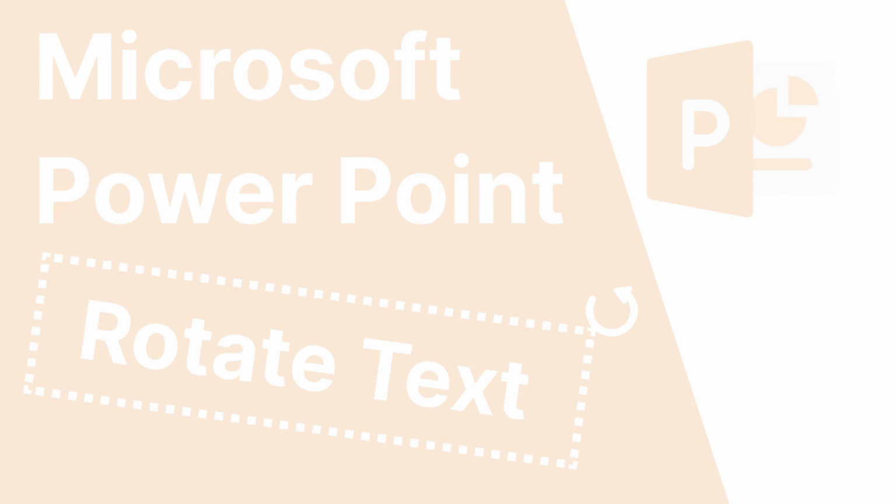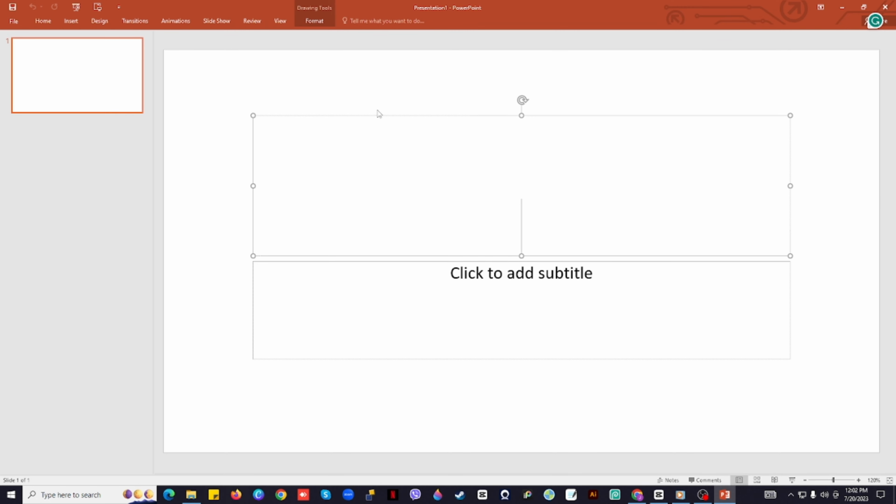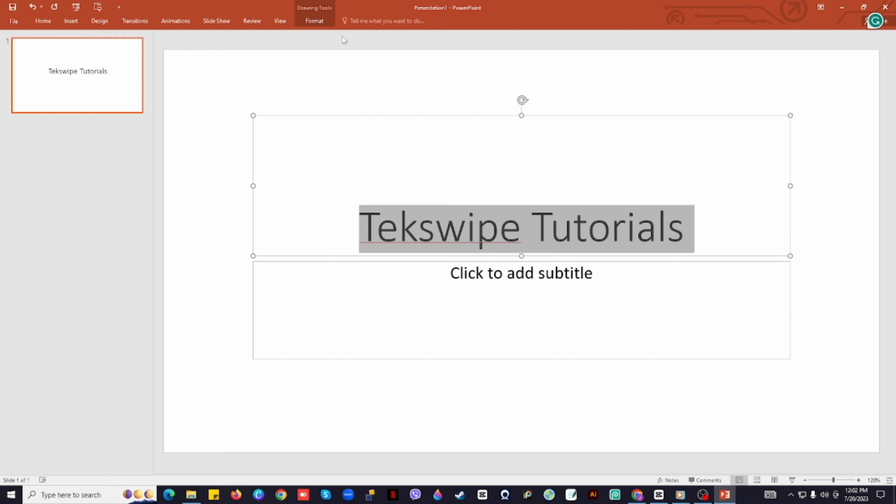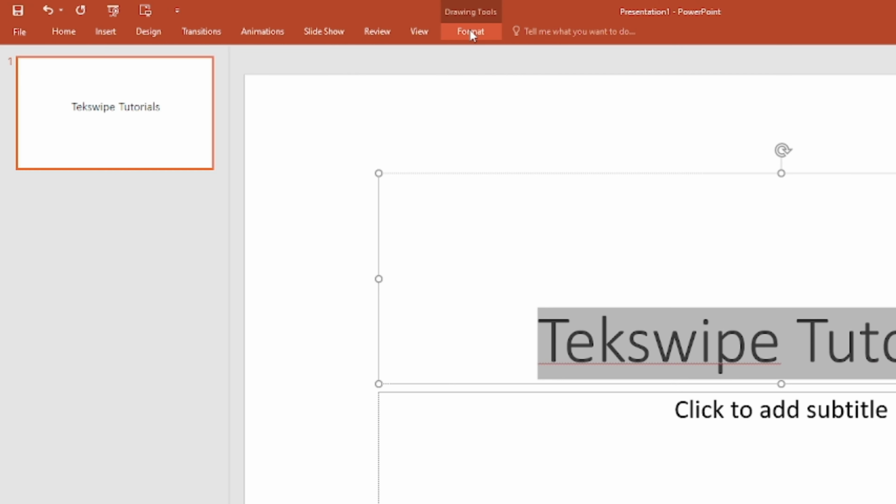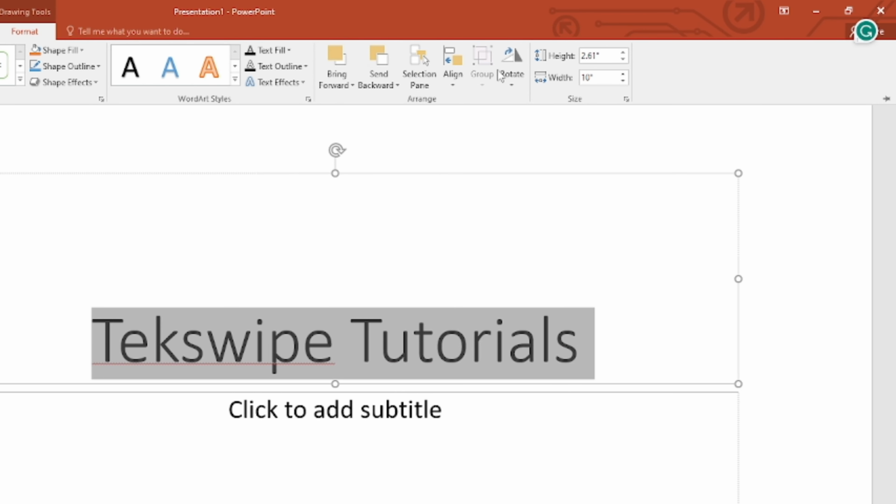Let's get started! In the PowerPoint application, you can type the text that you want to rotate. The example I'm going to use is "text wipe tutorials." And then you can see at the top options, there's a word Format. Click it. And then you will find the word Rotate at the upper columns.